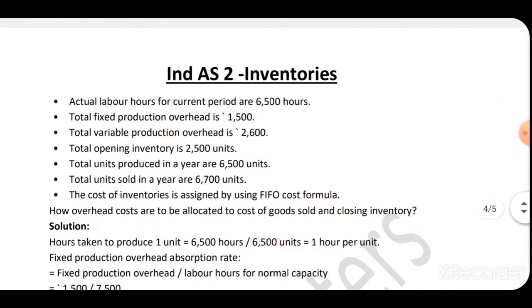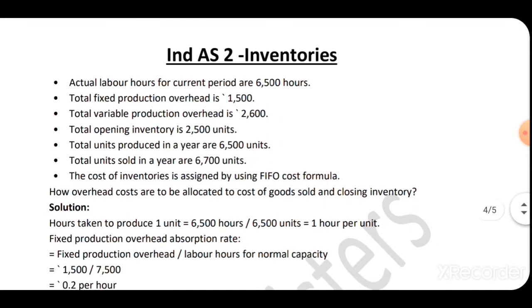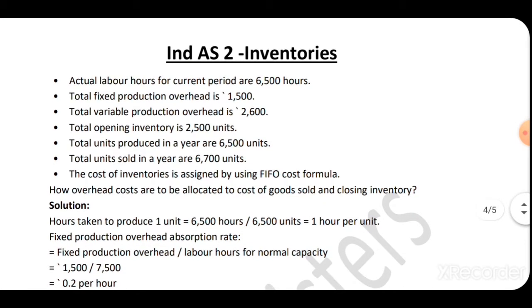The fixed overhead is 1,500 rupees. The total variable production overhead is 2,600 rupees. Total opening inventory is 2,500 units. Total units produced during the year is 6,500 units. Total units sold in the year is 6,700 units. The cost of inventories is assigned by using the FIFO cost formula. So the inventories are valued using FIFO.